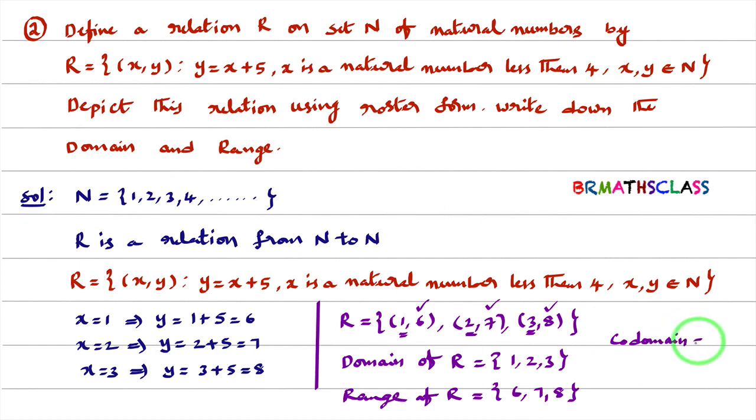What is its codomain? R is a relation on N, they have given. R is a relation on N means it is a relation from N to N. See here, if R is a relation from A to B, B is called the codomain. Here R is a relation from N to N. What is the codomain here? Codomain is the set of all natural numbers.